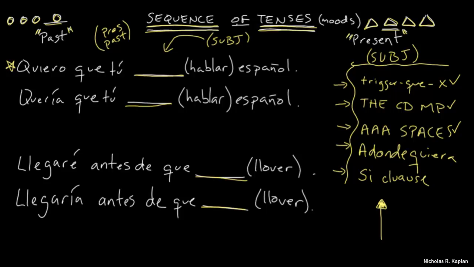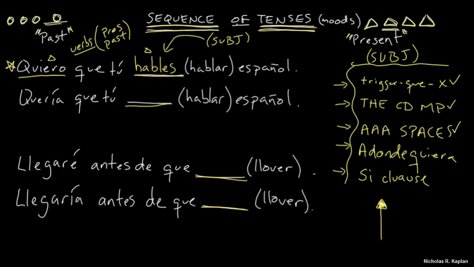And to figure that out, circle, circle, circle, triangle, triangle, triangle, look at the other verbs in the sentence. So we've got quiero. What tense is that? Well, that's the present indicative. Is that a present idea or a past idea? Well, from the other video that we watched, we know that that's a present, so that means we need present subjunctive. That's the sequence. So we have a triangle and a triangle.